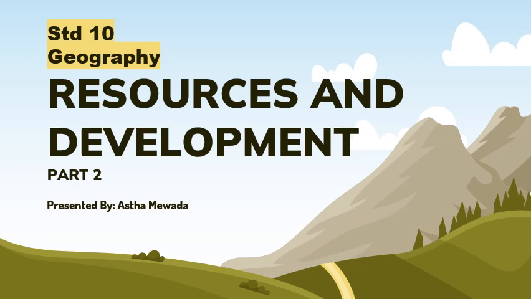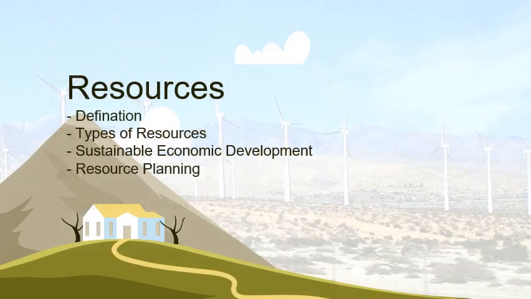Hello students, we continue with Standard 10's Chapter 1 in Geography, that is Resources and Development. In our previous video, we understood the definition of resources, their types, the word sustainable resources, and lastly the need for resource planning. Now let us go further.